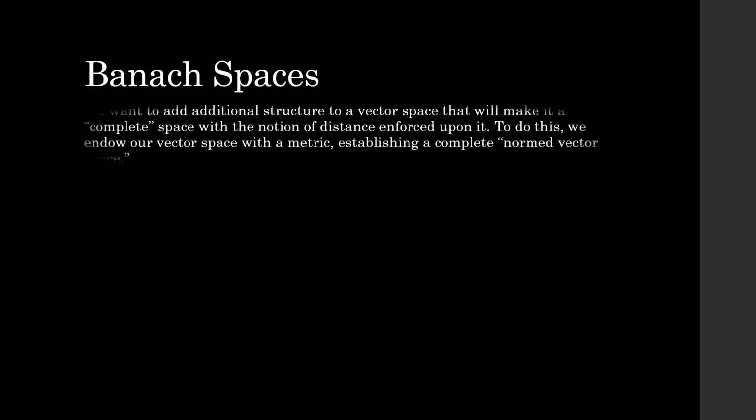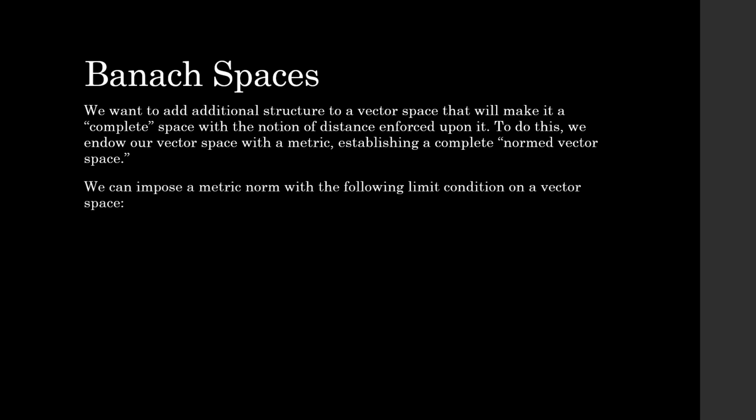Let's consider now Banach spaces. We want to add additional structure to a vector space that will make it a complete space with the notion of distance enforced upon it. To do this, we endow our vector space with a metric, establishing a complete, quote-unquote, normed vector space. We can impose a metric norm with the following limit condition on the vector space.